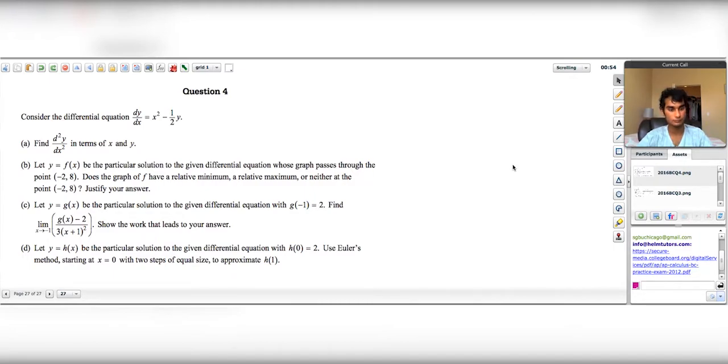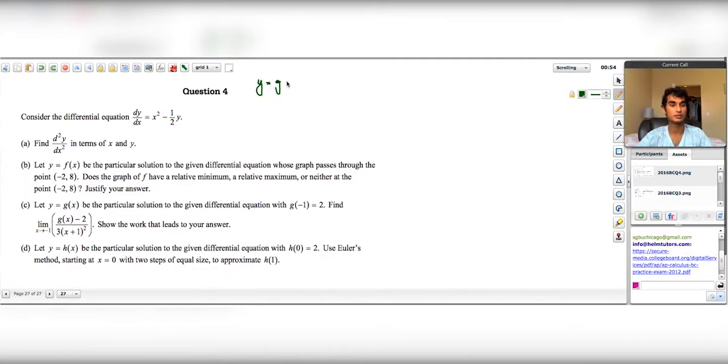So that's that. What about part C? So part C, this is the part that looks actually really difficult. Let y equals g of x be the particular solution to the given differential equation with g of -1 equal to 2. Oh boy. Find that limit. Show the work that leads to your answer.